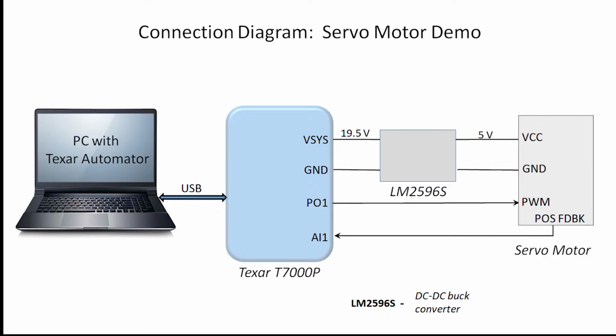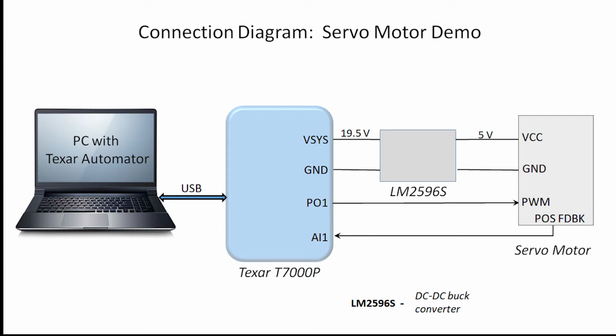Let us get started with the high-level connection diagram of this demo. Here is the servo motor. And this is T7000P, which is connected to the PC with Automator via USB. The servo motor needs 5-volt, ground, and a pulse signal. 5-volt is provided by a DC-DC buck regulator. And the pulse signal is for controlling the position of the motor. This signal is connected to P01 of T7000P.